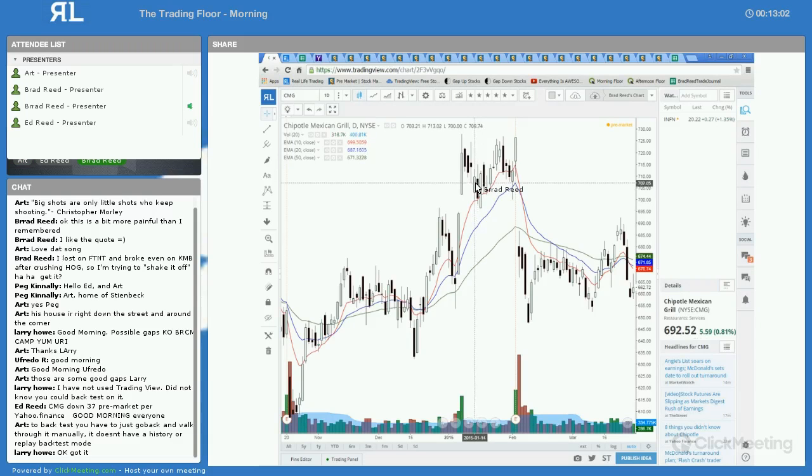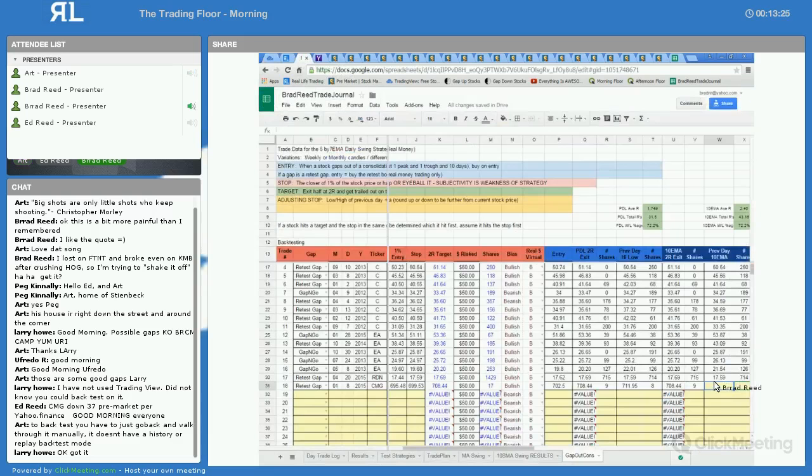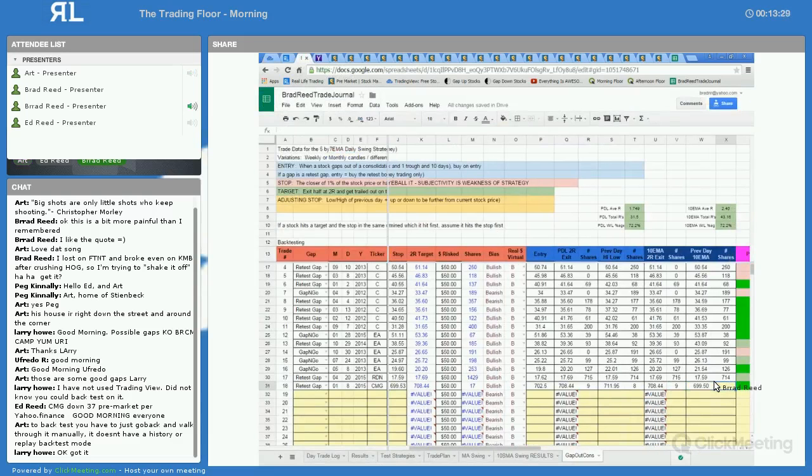So basically, on this day, January 14th, I would have set a sell stop at 699.50 based on this 10 EMA. And then on the next day, January 15th, that would have crossed that. So my exit would have been at 699.50. So I come in here and I update 699.50. And then I would have sold the remaining 8 shares.